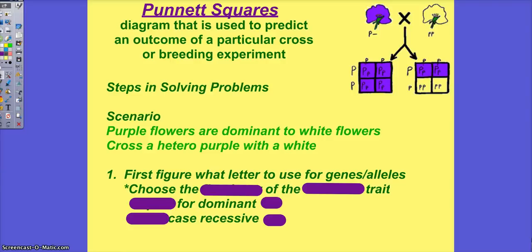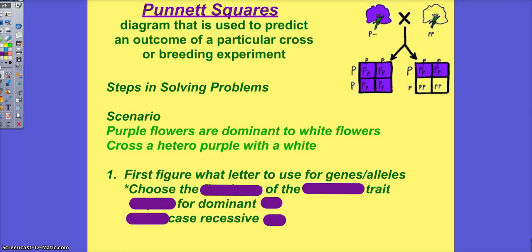Punnett squares are basically a way to set up a prediction of offspring if you know the genotypes of the parents. And again, remember what I said yesterday. Genetics, during meiosis, everything is chance. When you're predicting offspring, it's probabilities, okay? So everything in genetics is chance and probabilities when you think about this class. So I'm going to go over how to set up and solve a Punnett square.